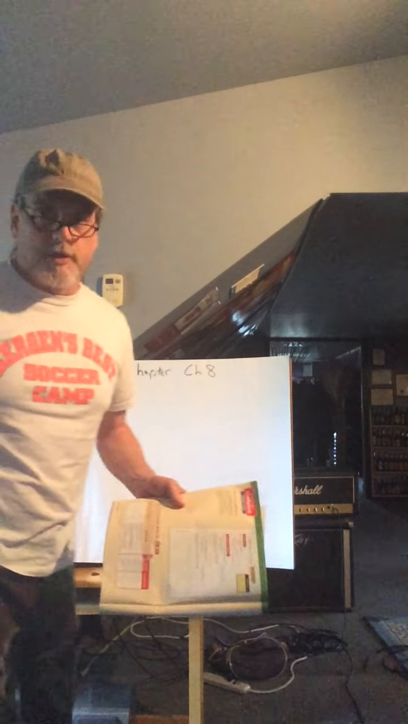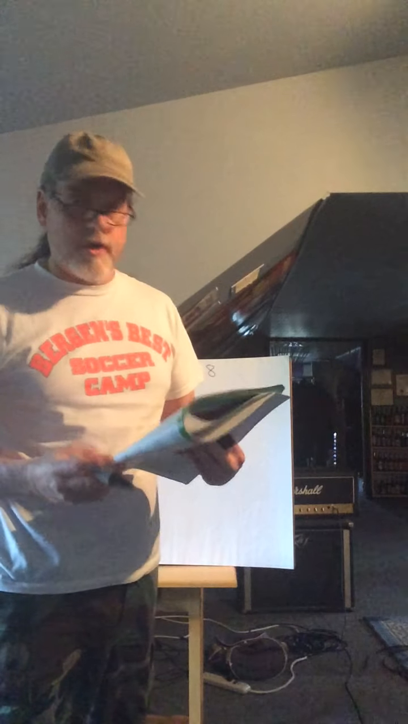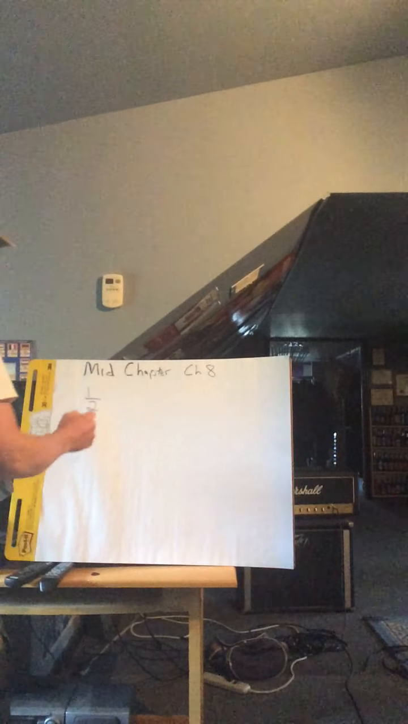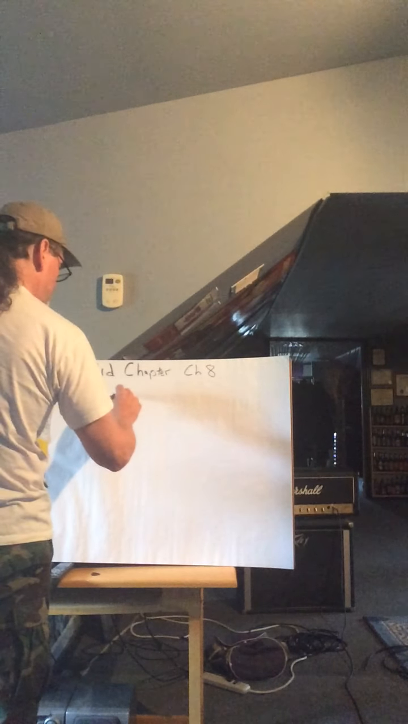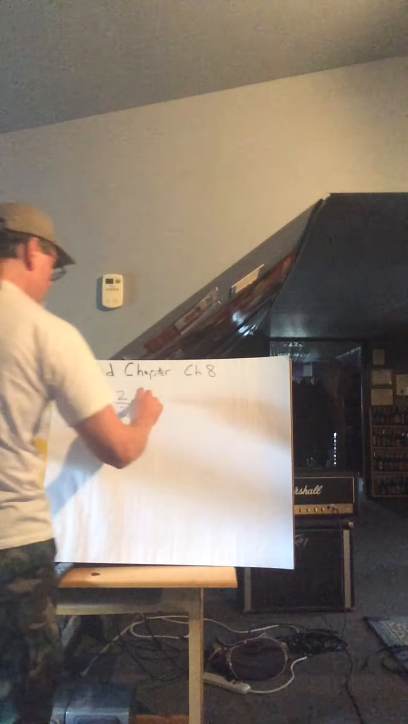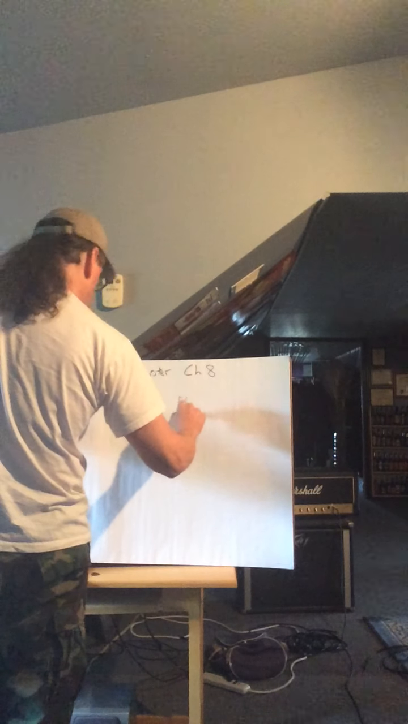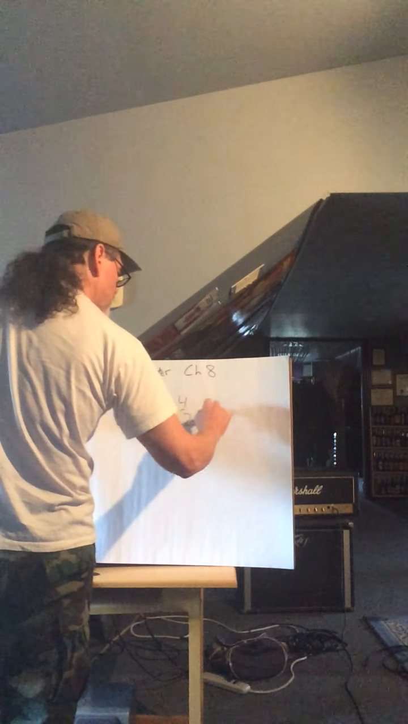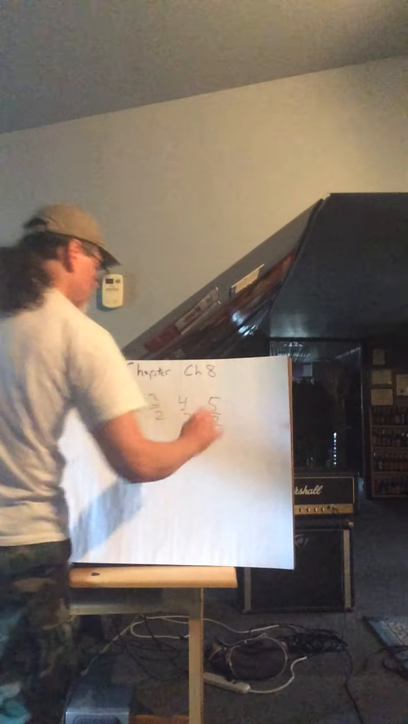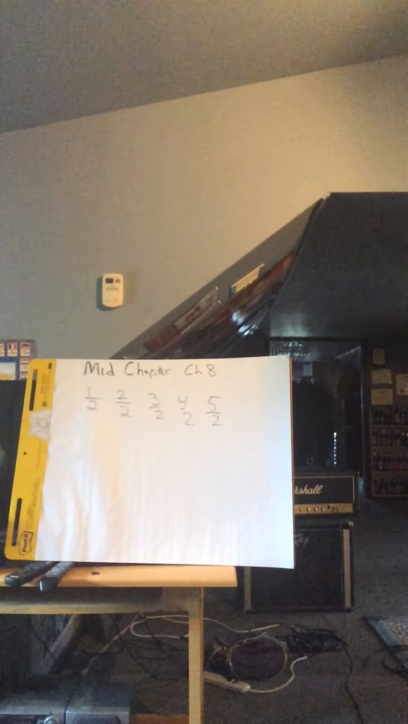Now, numbers 3 and 4. It says list the next 4 multiples of the unit fraction. Our first fraction is 1/2. Basically what you need to do here is keep your denominator the same and just keep adding 1 to the numerator. So we would go 1/2, 2/2, 3/2, 4/2, and eventually 5/2. That's what the first one should look like.